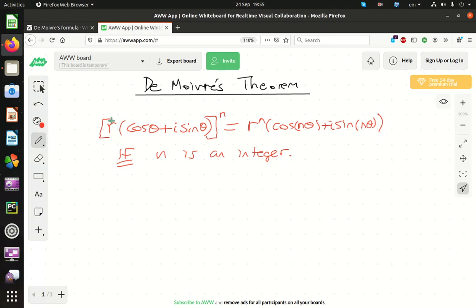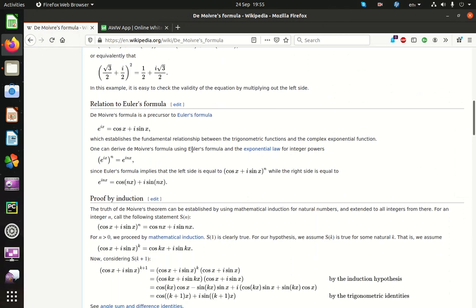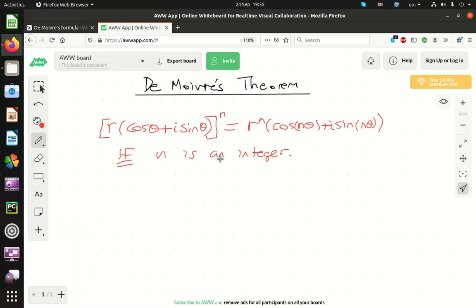Now let's take a look at it stated as it first appeared. I've just been looking up actually on Wikipedia, how, where it sat in relation to Euler's formula. And it says here that it was a precursor to Euler's formula. So I presume that de Moivre's came first and then Euler's really wrapped it up, because de Moivre's theorem comes instantly, I would say, from Euler's formula.